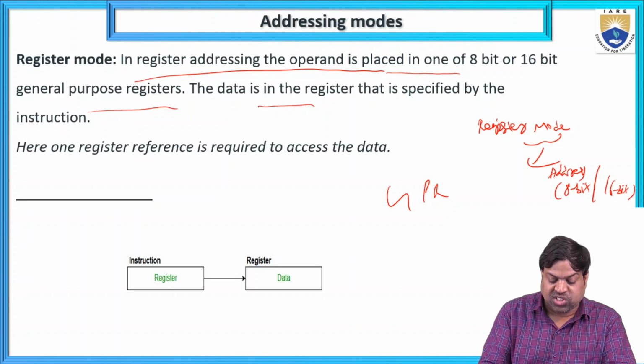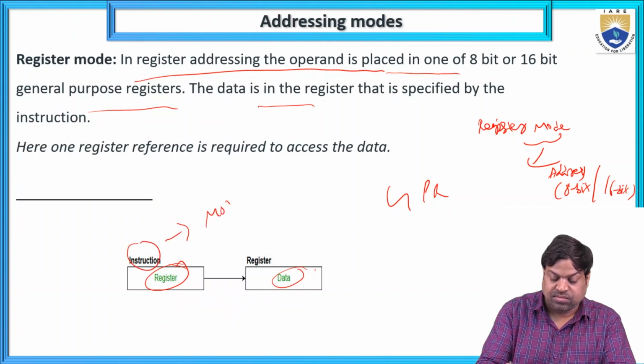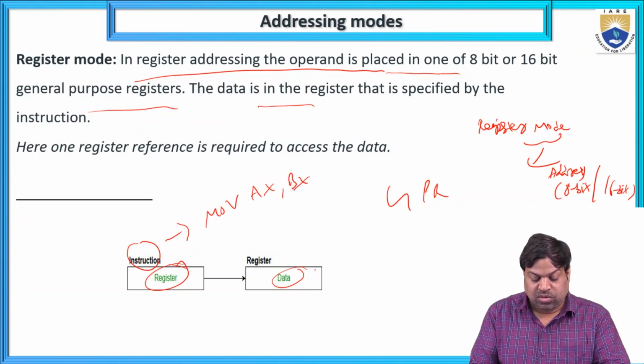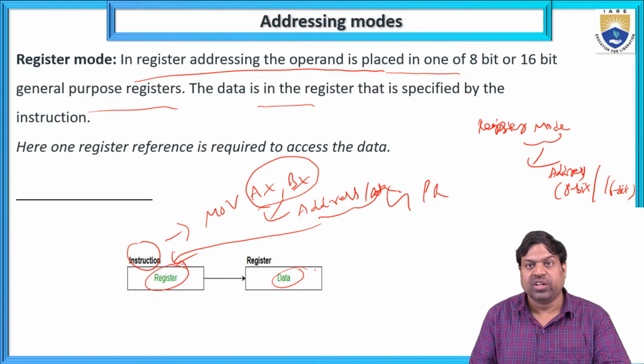So here, shall I need a register for the instruction? Yes, for this instruction we need a register. In this register I need data. So instruction with register, any of the instructions. In this AX, BX, maybe the address is there or data will be there. This address or data will be stored in the register. Yes, it is stored in a register.